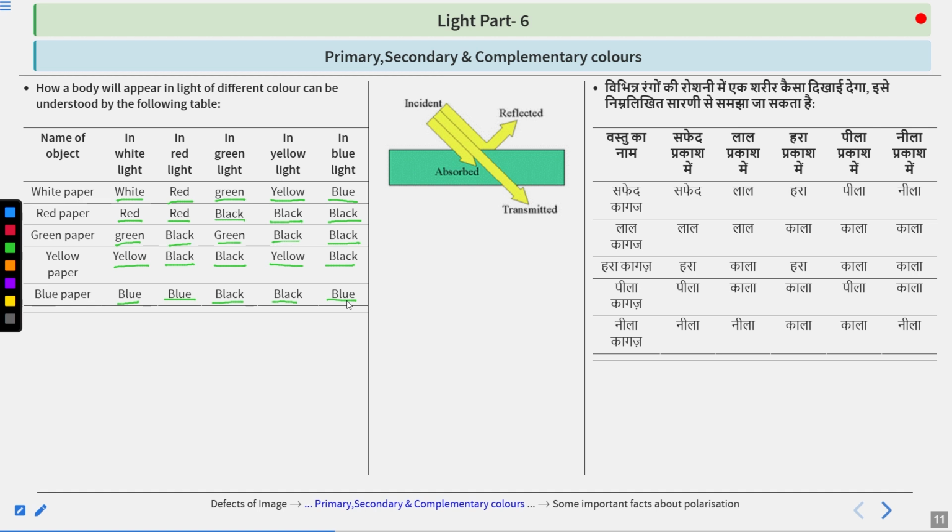So here you can say for different cases we have the same object: white paper, red paper, green paper, yellow paper, blue paper. But here you can say their appearance got changed when they got exposed to the different lights. For white light, they have a different appearance. For red light, different. For green light, different. For yellow light, different. For blue light, different. Because of the reflection and the transmission that they are doing when they are exposed to the different lights.